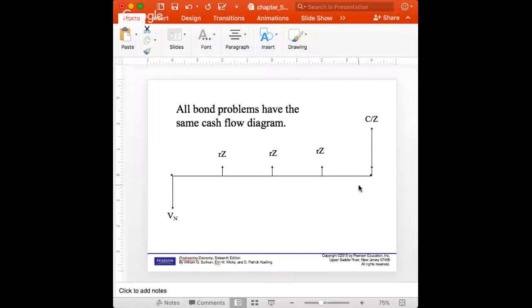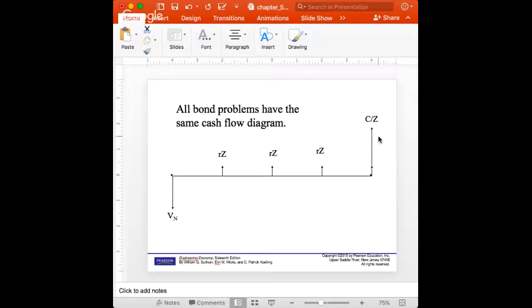And you can notice I didn't put the letters here, but there's a little arrow right here. And so there's an R times Z amount. At the very end, this is the maturity date of the bond, perhaps. And at that time, you also get this lump sum payment of Z.